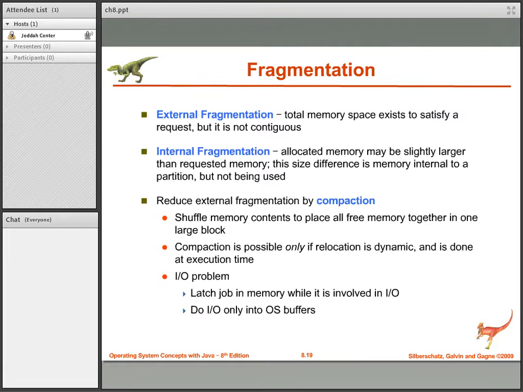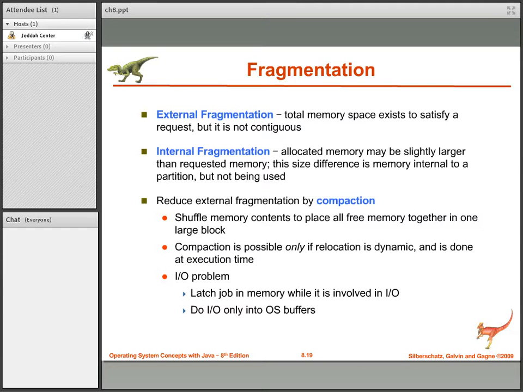Another type of fragmentation could happen. The other type is called the internal fragmentation. In this case, the allocated memory may be slightly larger than the requested memory. And the difference between the allocated memory and the requested memory is memory internal to a partition but is wasted. So you have these two types of fragmentation, the external and the internal.